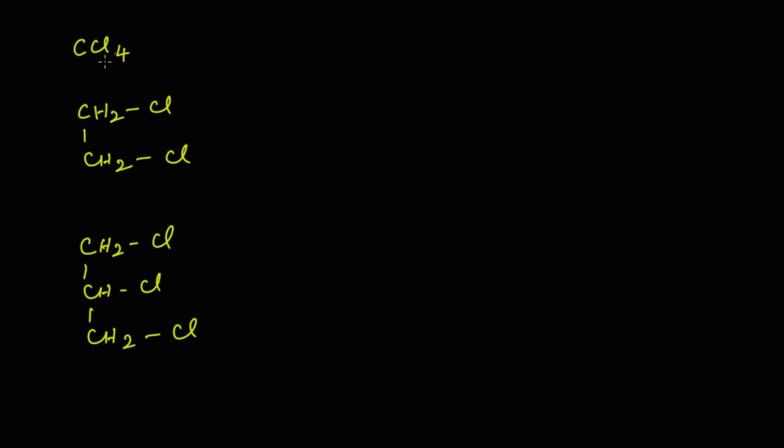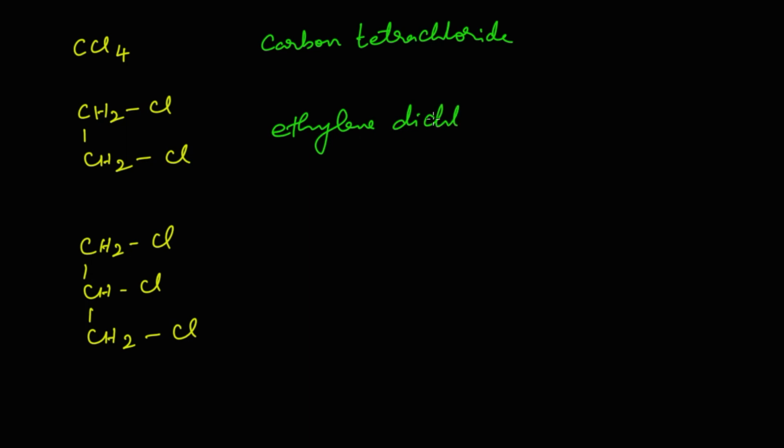The common name for this structure, that is CCl4, is carbon tetrachloride. The common name of this compound is ethylene dichloride, because these two chlorines are attached to ethylene. So this is known as ethylene dichloride. Here the common name of this compound is allyl trichloride. So here these three chlorines are attached to the allyl group. So it is known as allyl trichloride.